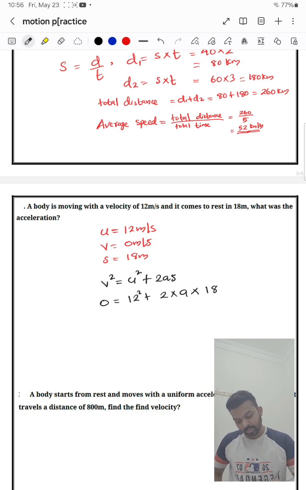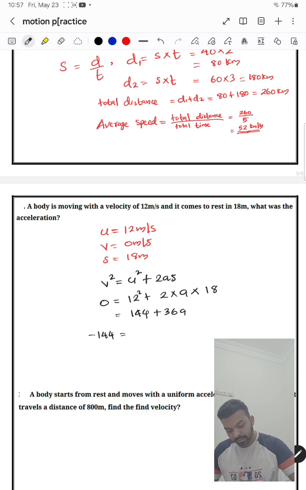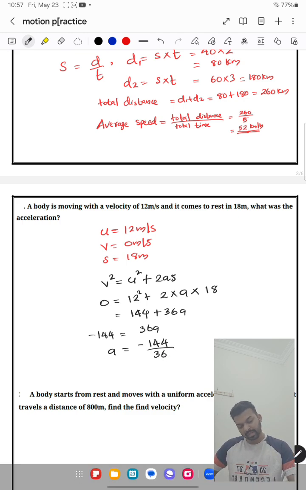So this will be 12 square. 12 square will be how much? 144, plus 2 into 18, which can be written as 36, right? So 36a. This 144 goes to this side. It will be minus 144 is equal to 36a. a is equal to minus 144 divided by 36.